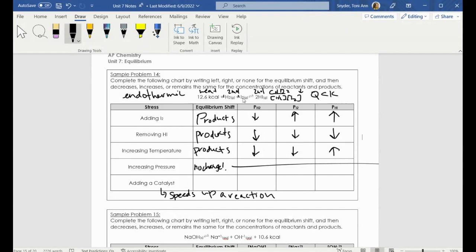So if I add a catalyst, if I speed up this reaction, there's also going to be no change. Catalysts don't change the equilibrium at all. They just allow a reaction to reach equilibrium faster, right? It allows the rate of the forward reaction and the rate of the reverse reaction to equal one another much quicker than it would without that. So adding a catalyst, there's always no change to an equilibrium, it just makes it happen a little bit faster.